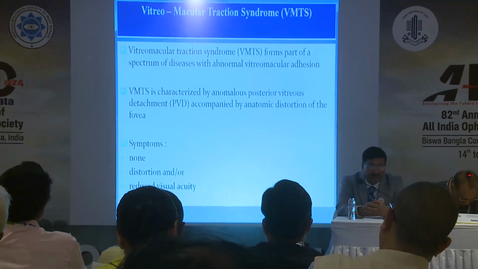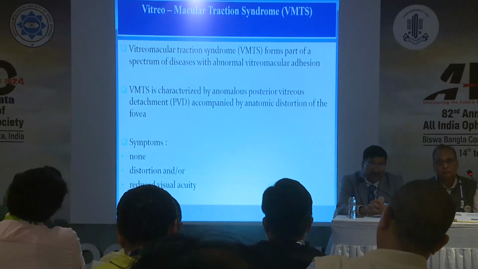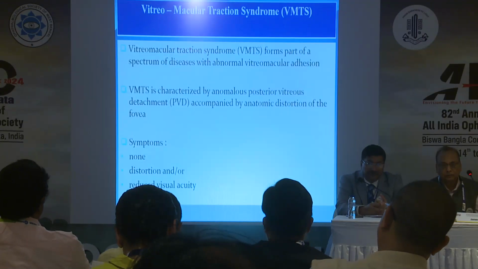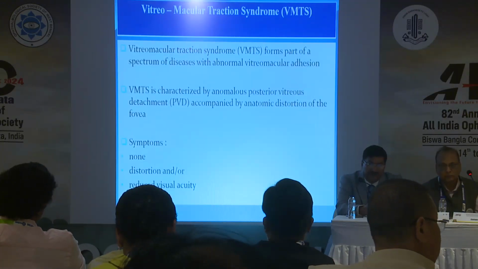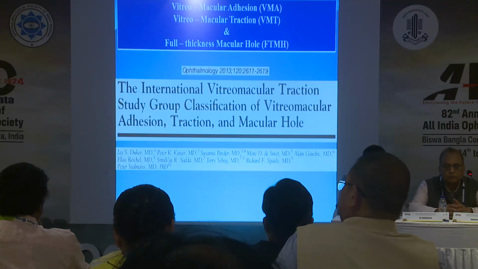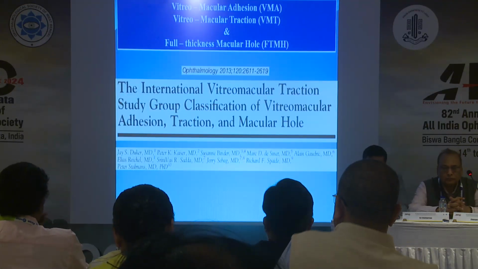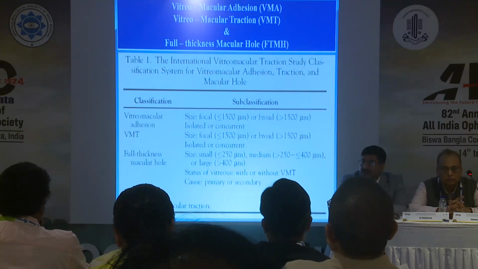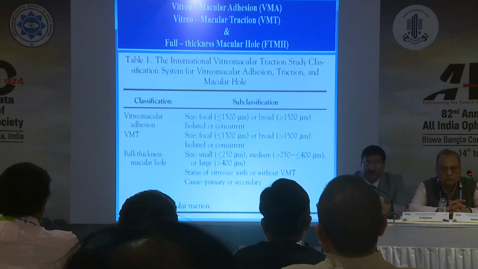So vitreomacular traction syndrome forms a part of the spectrum of diseases with abnormal vitreomacular adhesion. Basically there's an anomalous posterior vitreous detachment accompanied by anatomic distortion of the fovea, and the symptoms could be none. They could be distortion or reduced visual acuity. And this group classified the vitreomacular interface, mainly into vitreomacular adhesion, VMT, and the full thickness macular hole.